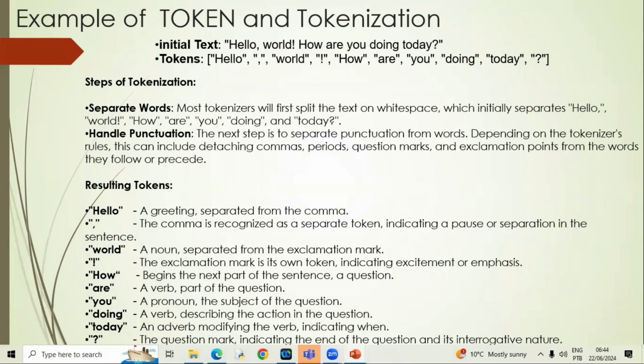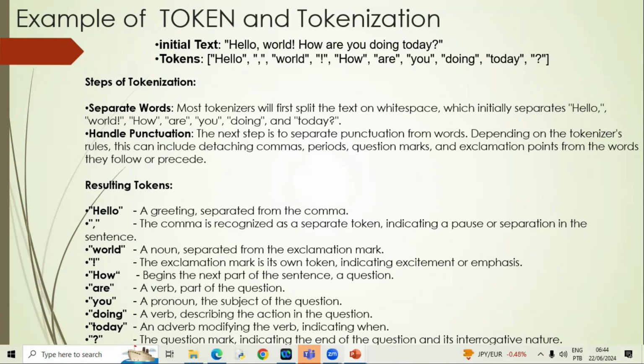Now here you can see there is a text, hello world, how are you doing today? Now this can be divided into hello, comma, world, exclamation symbol, then a new sentence starts with how, then comma, are you doing, comma, today, and finally question mark. That means the whole sentence is split into small tokens. Here you can see there are commas, exclamation symbols and question marks. So the words are there, and the other punctuations are also there.